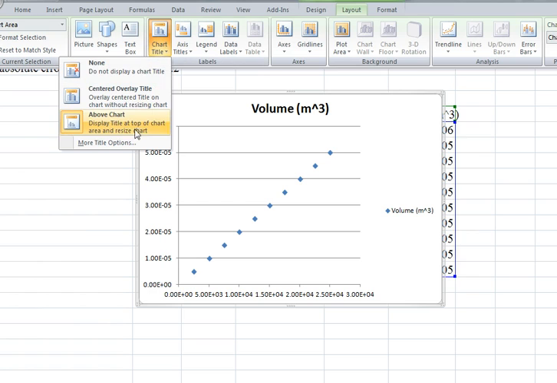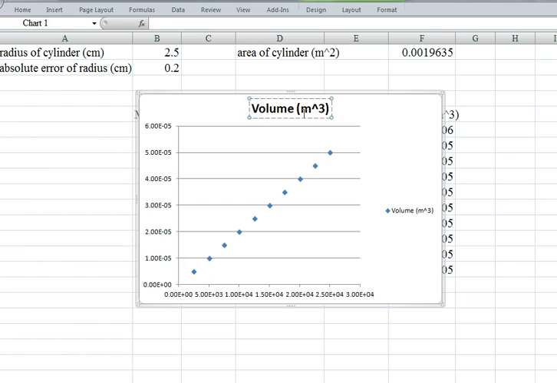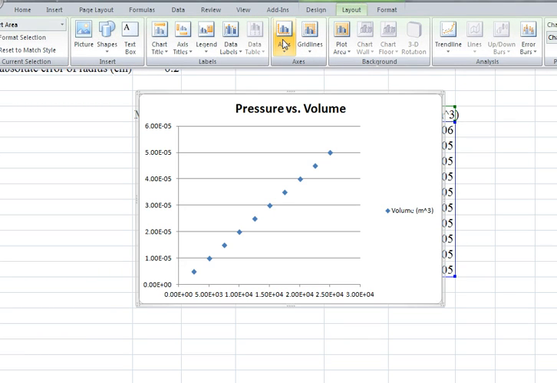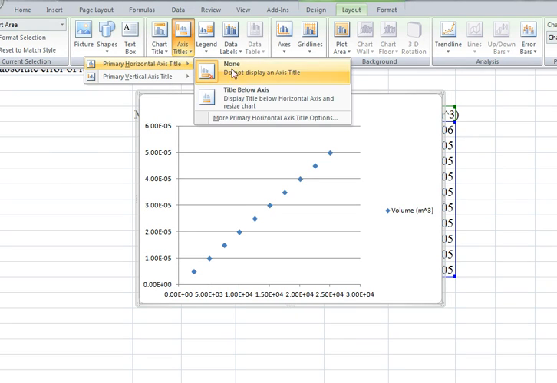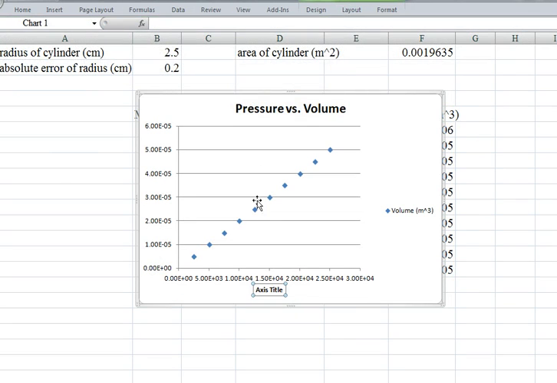First of all, we can change the chart title. And for this I'm going to do pressure versus volume. Whoops. Okay, then for layout I can do axes and put axes titles. So let's do a horizontal axis, put it below the axis here, and let's do pressure in newtons per meter squared.